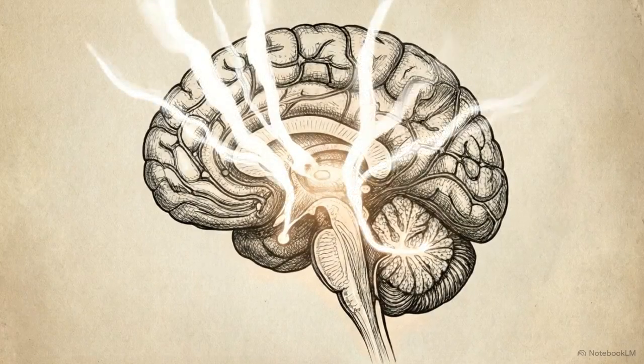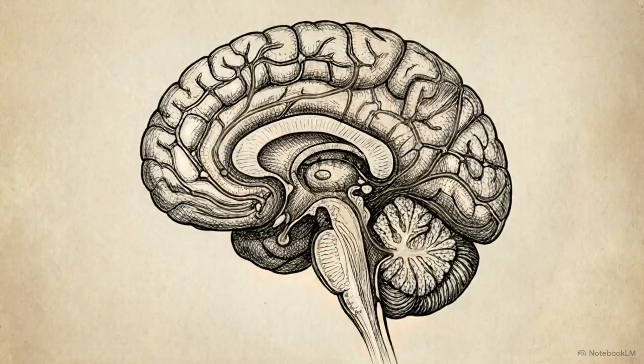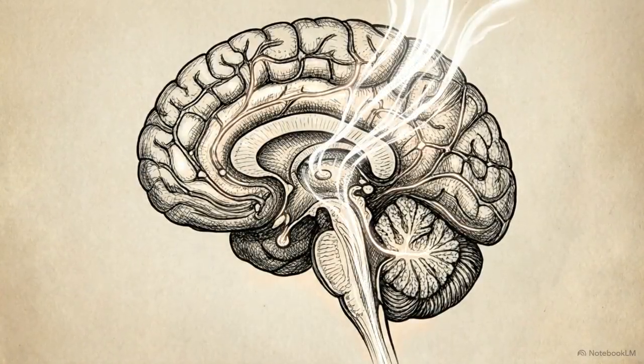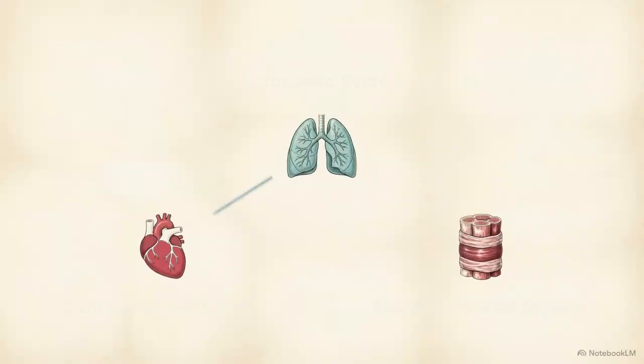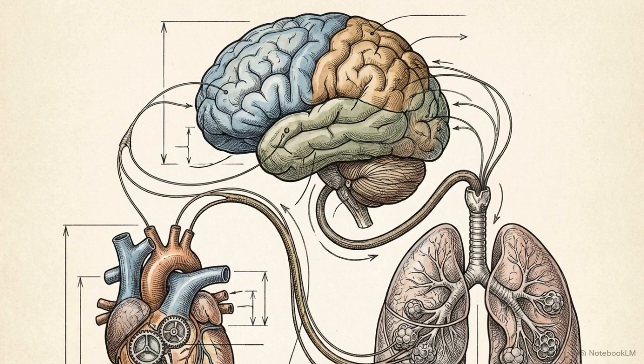Sleep functions as an active neurological state, contradicting the legacy view of unconscious dormancy. This pluripotent state possesses the capacity to manipulate and repair multiple distinct biological systems simultaneously. It is governed by a rigid, non-compressible biological architecture.